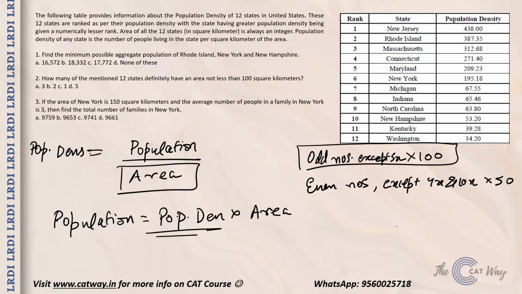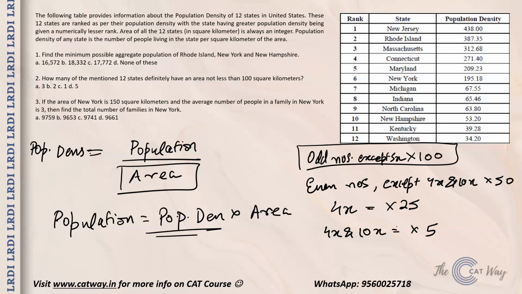Now if it is an even number of the form 4x, then it needs to be multiplied by 25 to get the minimum area. Then if the even number after the decimal is a multiple of 4 as well as 10, so 4x and 10x, then you need to multiply it by 5 to get the minimum possible number of people living in that area.